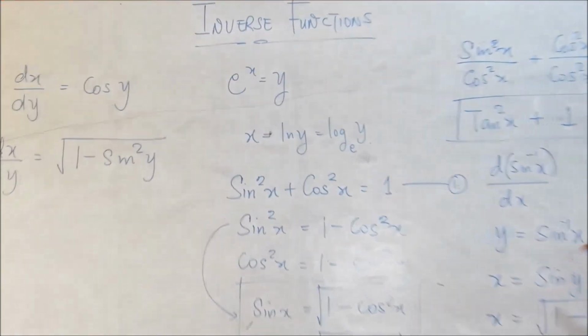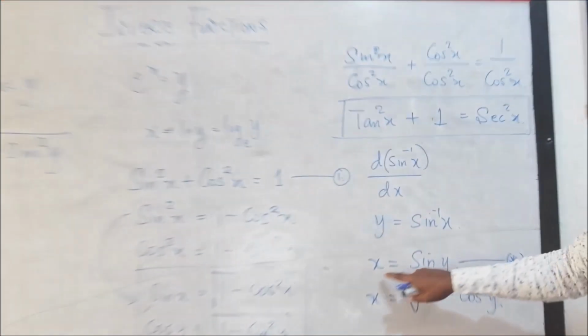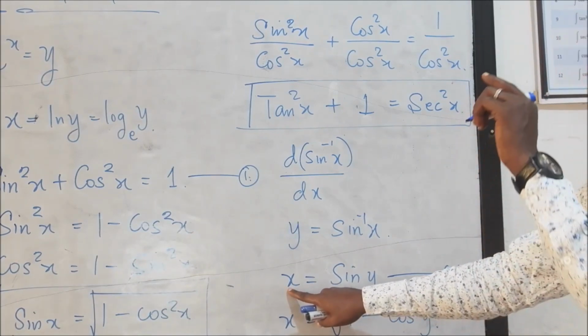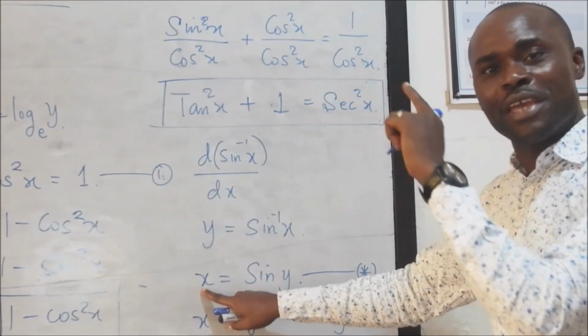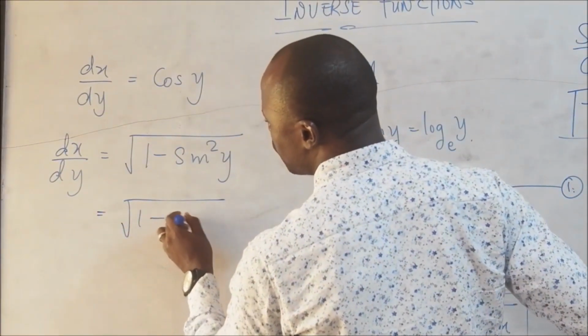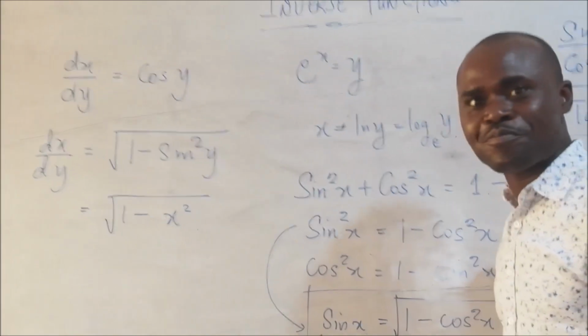Now remember that sin y is actually equal to x. So if sin y is equal to x, it means that sin squared y is going to be x squared. So this is going to be equal to 1 minus x squared.